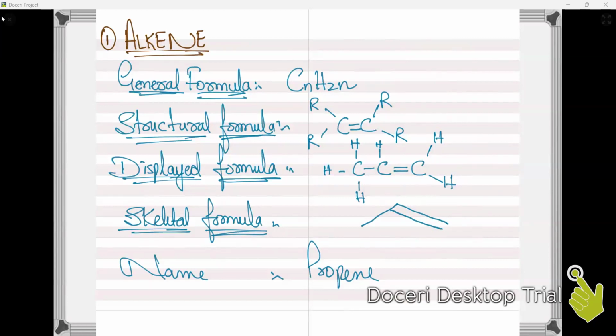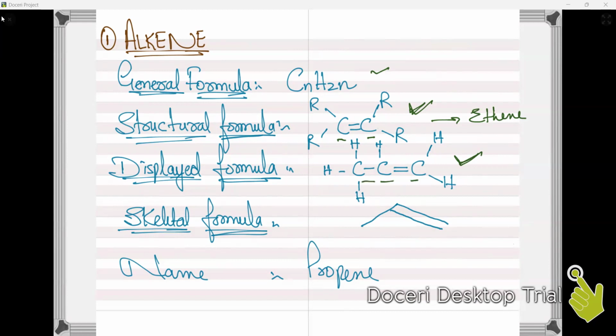Alkene has a general formula CnH2n. It has this as a structural formula, this as a displayed formula, and this displayed formula is a propene. If it has two carbons, then the name of the compound will be ethene. And the double bond over here is the functional group.